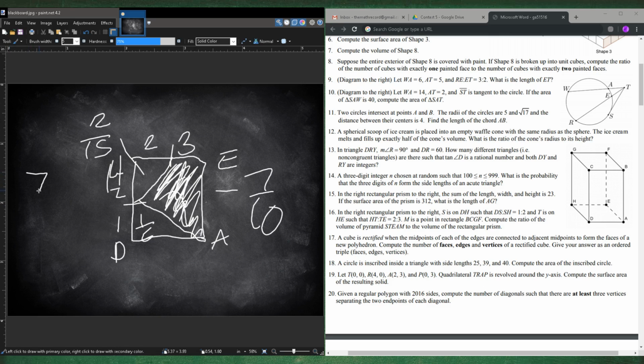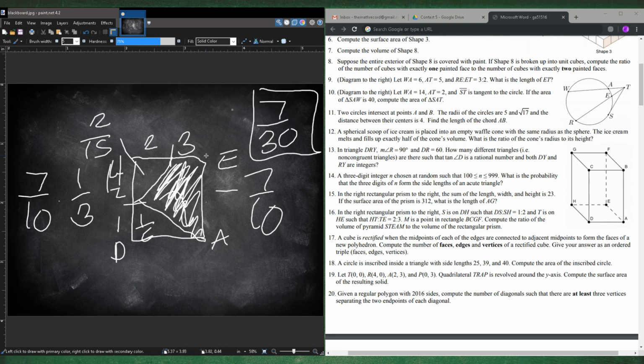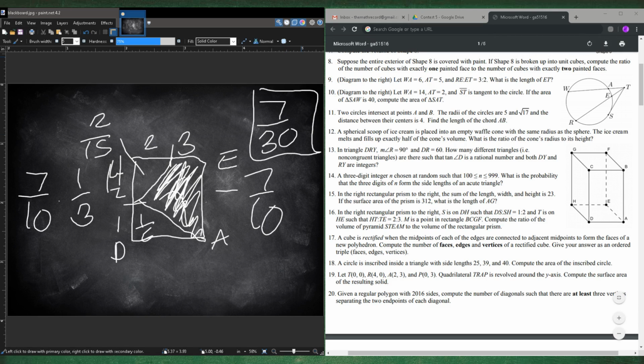So the base ratio is 7/10 versus the original one. Because the volume is going to be out of 1 anyway, you don't have to do too much about it. Since a rectangular prism is length times width times height, and a pyramid is length times width times height times 1/3, just multiply that base ratio by 1/3, which gets 7 out of 30, and this should be the volume ratio. So the answer for 16 is 7 out of 30.